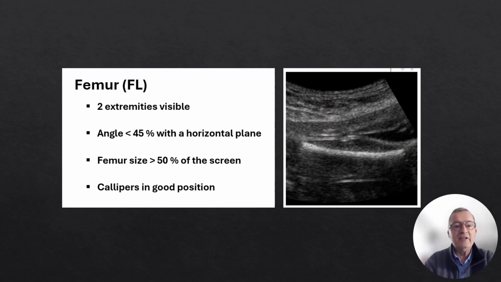The quality criteria for measuring the femur are as follows. Both ends must be clearly visible. The angle of incidence should be less than 40 degrees with the horizontal plane. The femur should occupy more than 50% of the screen, and the caliper should be in the correct position.